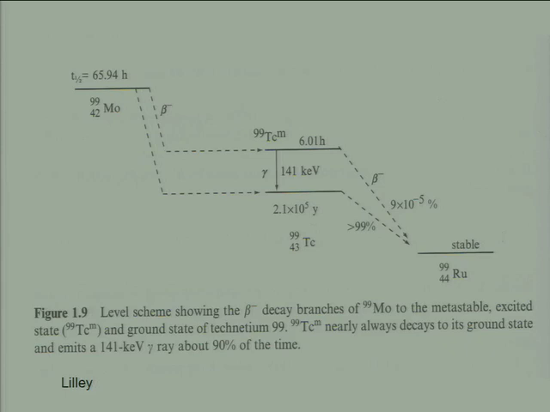That half-life is so short that it's hard to transport the technetium. In fact, most of the technetium we use in this country is actually made in Canada and shipped over here. And so the way it's shipped is as the parent isotope, which is molybdenum-99, which has about a 2.5-day half-life.